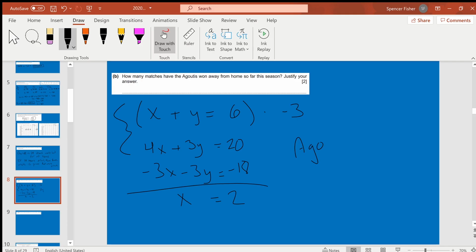I do want you to write this out. I think it's usually best to spell out what your answer is supposed to be, especially when it's something like this. So Agutis won 2 games away from home. You don't want to just leave it as x equals 2.